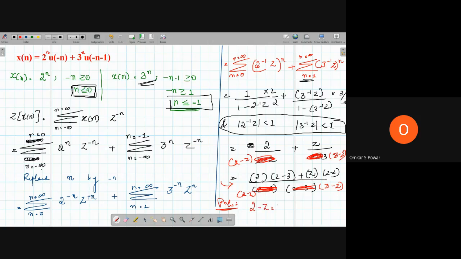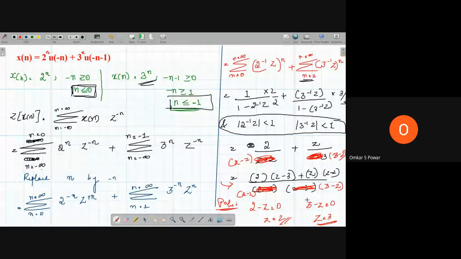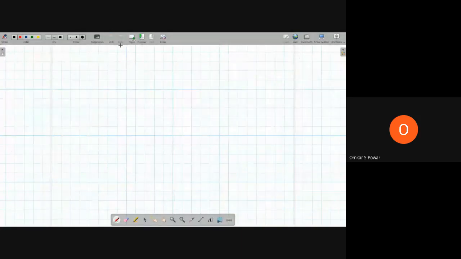So 2 minus z is equal to 0, so we get z is equal to 2, and 3 minus z is equal to 0, we get z is equal to 3. So these are the two poles. So now to plot the ROC, we have to use these two conditions. So I will go to the next page and solve there so that it will be easy for you to refer. So what are the two conditions we have got?